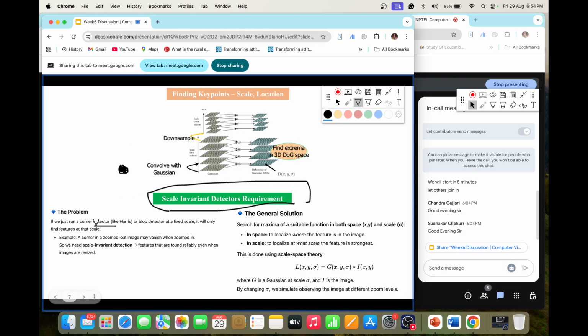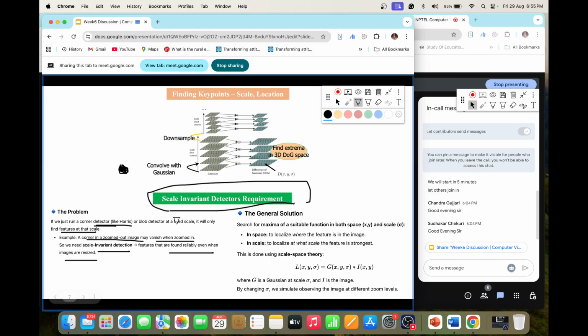So if we run a Harris corner detector, which you have just seen, or a blob detector at a fixed scale, it will only find features at that scale. A corner in a zoomed out image may vanish when zoomed in. Like this corner, or even this picture, if this is very small and we zoom in, it will vanish. So we need scale invariant detection for features that are found reliably even when the image is resized.